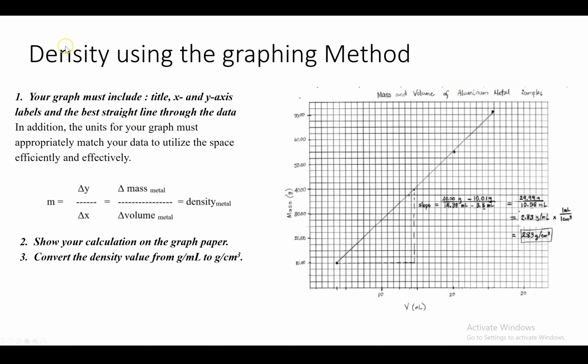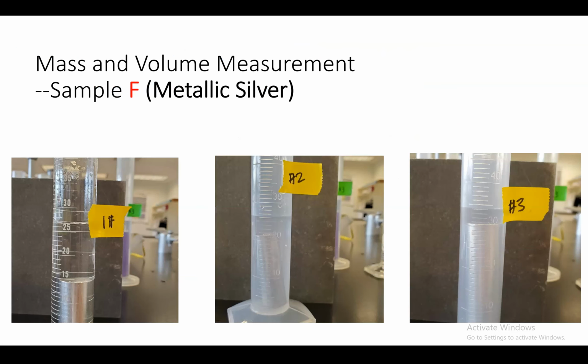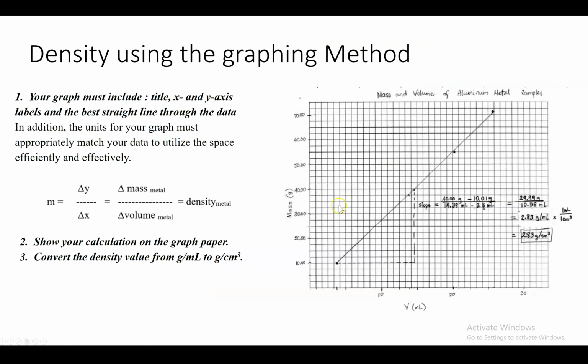And now, we can also calculate the density by using the graphing method. So the three data points that we have previously, this mass and this volume, this mass and this volume, and this mass and this volume, this becomes 3 data points. And we can put these 3 data points together in a graph. And the slope of this best fitted line right here will then equal the density of the substance.